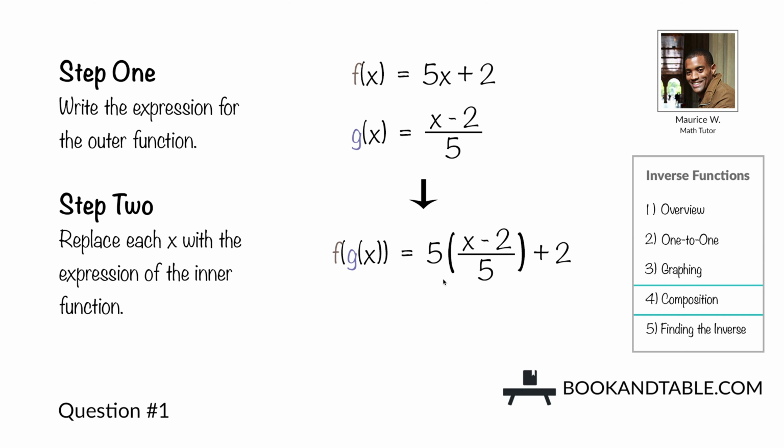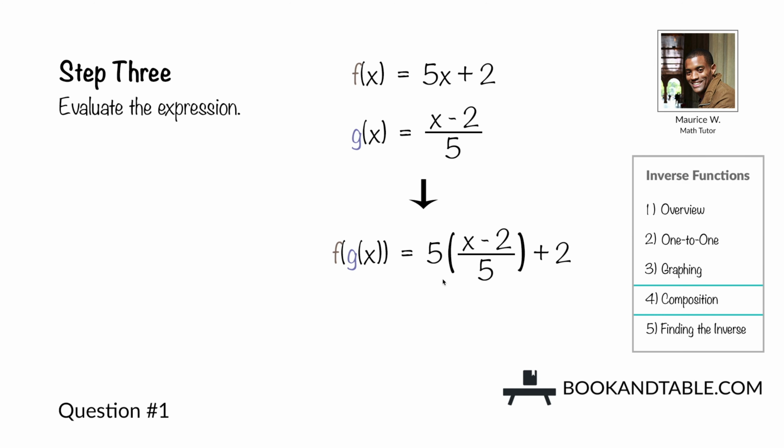And once we've done that, we can now evaluate this expression. This 5 and this 5 cancel each other out, leaving us with just x minus 2 plus 2. And negative 2 plus 2 cancel each other out, leaving us with just x. So we see that f of g of x does equal x.